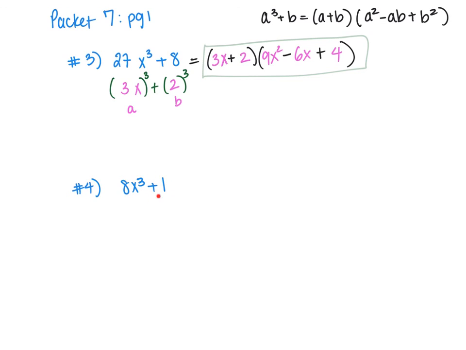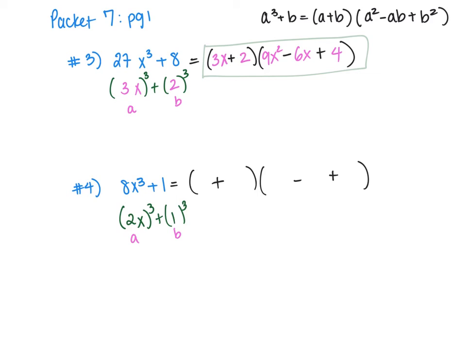All right, and then we have our last one here. This one, again, is a plus sign. So I'm going to create my parentheses first and put in my signs. Because this is a plus sign, this is going to be the same, opposite, and always positive. And so starting off, let's figure out what a is. It looks like x, and the cube root of 8 is 2. And then the cube root of 1 is just 1. And so my a here is 2x, my b is 1.